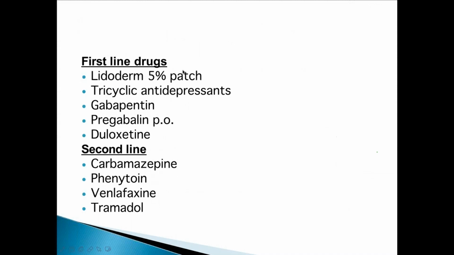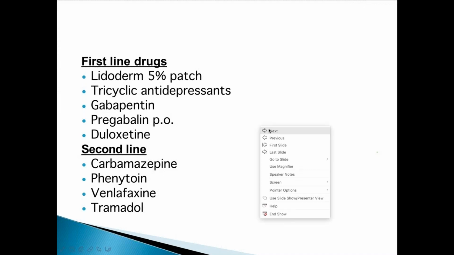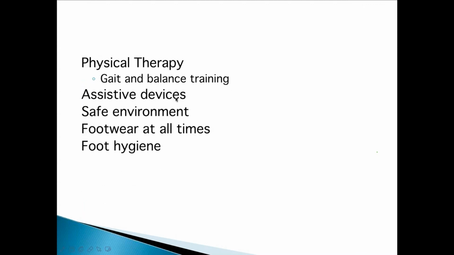So the first line treatments, if somebody asks you, this might come as an exam question, for neuropathies are these: duloxetine, pregabalin, gabapentin, TCAs, tricyclic antidepressants, and a lidocaine patch. Second line: carbamazepine, venlafaxine, tramadol. Physical therapies, then you might even need assistive devices. If somebody has, let's say, a total foot drop, then you consult the ortho people.